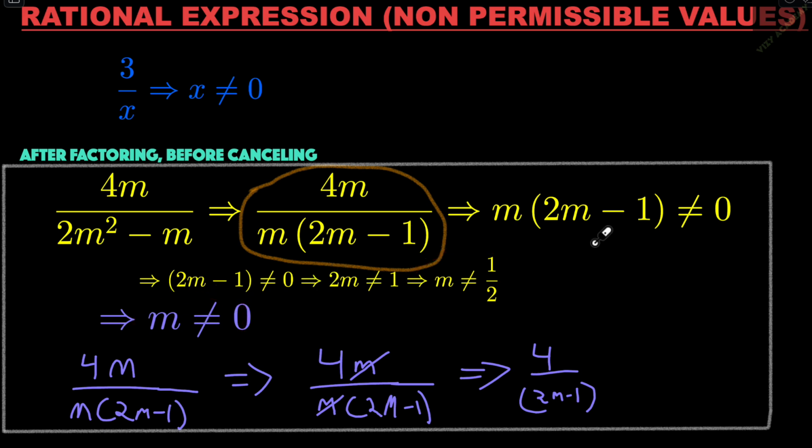So the two non-permissible values are m cannot be equal to 1 by 2 and m cannot be equal to 0. If we put 0 here, the whole denominator becomes 0. If we put 1 by 2, it will be 1 here, and 1 minus 1 again becomes 0. So we cannot have 0 in the denominator. Now, because we have found the non-permissible values, we will cancel out the terms. So 4m over m times 2m minus 1. m and m can be cancelled out here. The final answer is 4 over 2m minus 1.